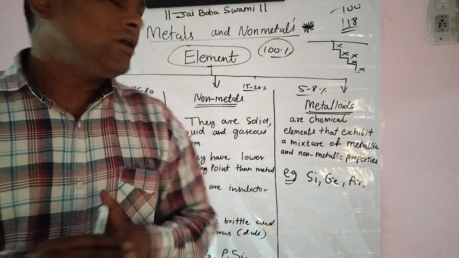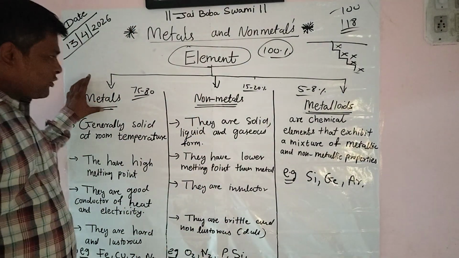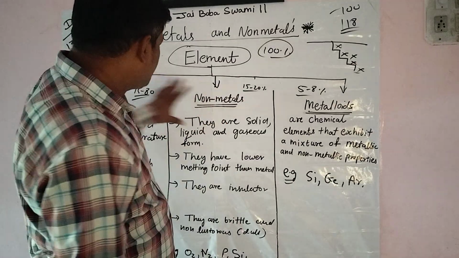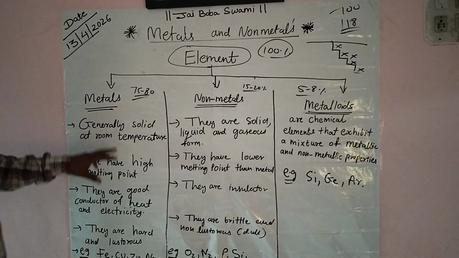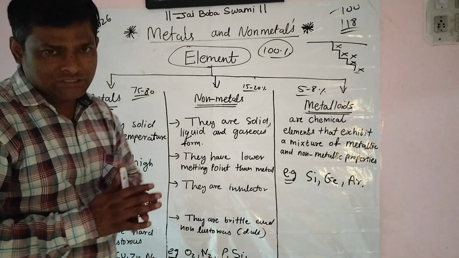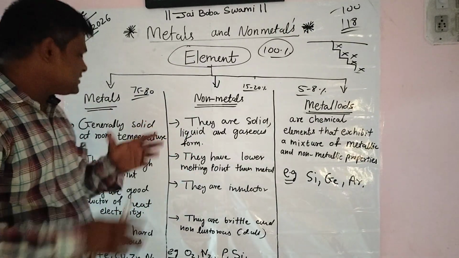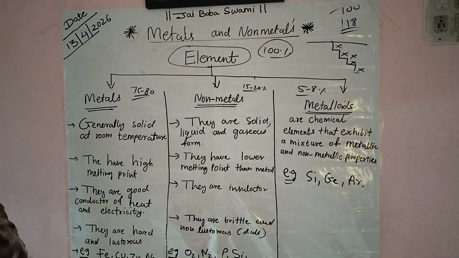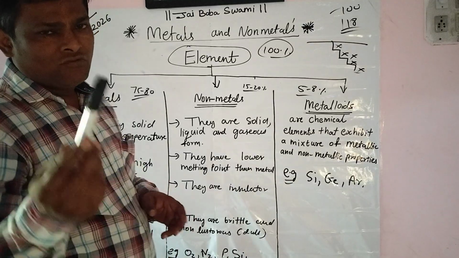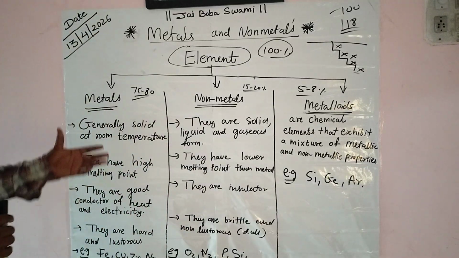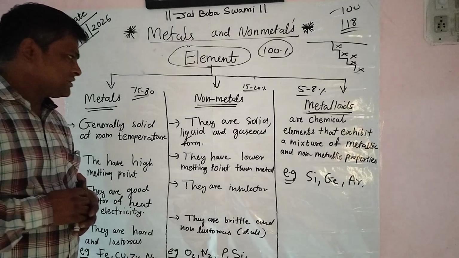Let us start with the physical properties difference between metals and non-metals. Generally, metals are in a solid form at room temperature. Nearly 100% of metals are found in solid form, with only some exceptional cases. For example, we can say mercury. Mercury is in a liquid state.